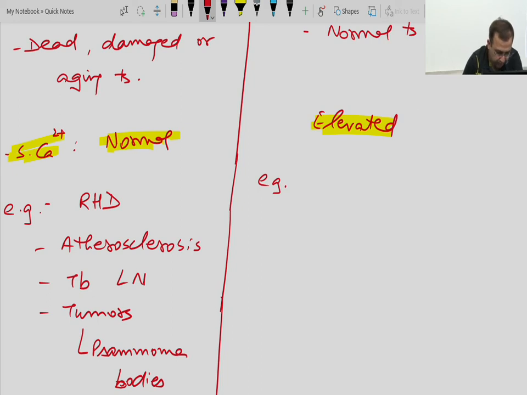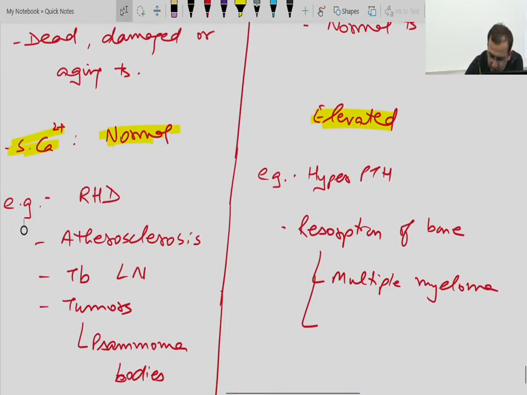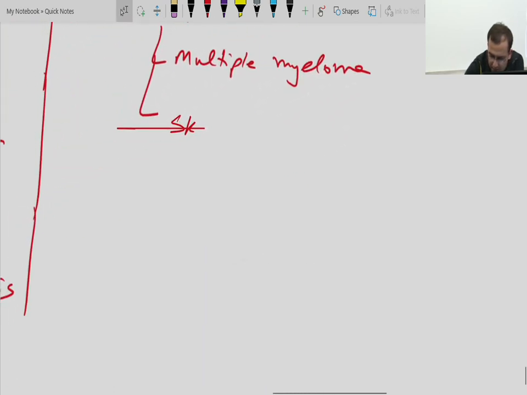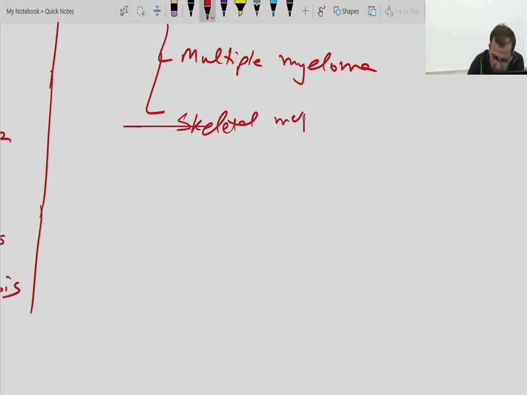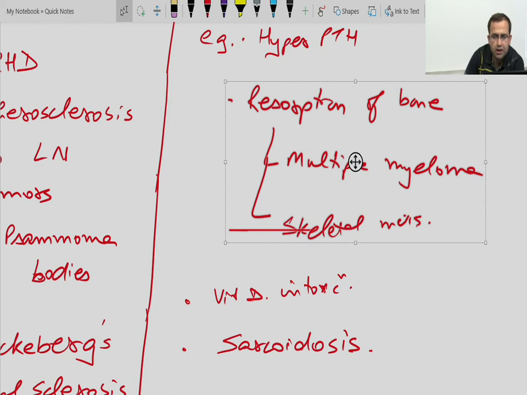Versus metastatic calcifications, which is seen in hyperparathyroidism. Next, resorption of bone, either because of multiple myeloma or skeletal metastasis. Next, it is also associated with vitamin D intoxication and sarcoidosis. These are the conditions associated with metastatic calcification.